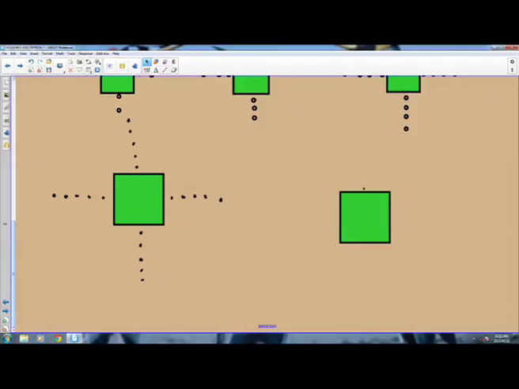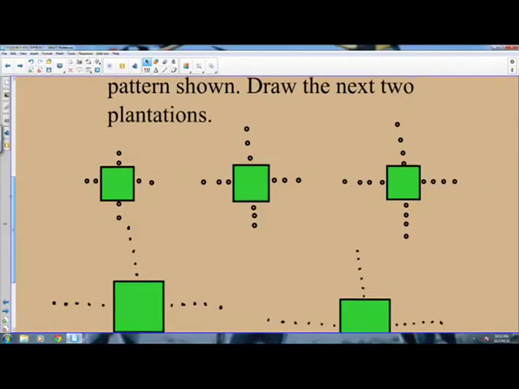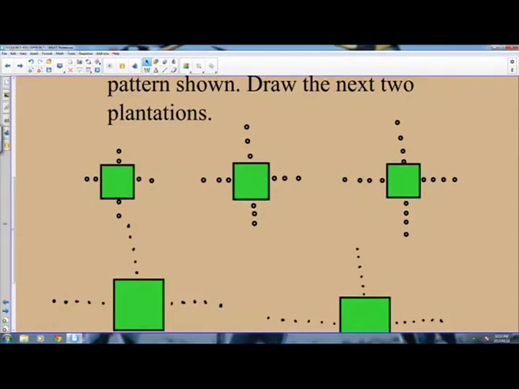Then this will be 1, 2, 3, 4, 5, 6, on each side. There has to be 6. So 1, 2, 3, 4, 5, and then 6. So this is a pattern. When you check from the first plantation, this is 2, 3, 4, then 5, then 6. So this is a pattern.